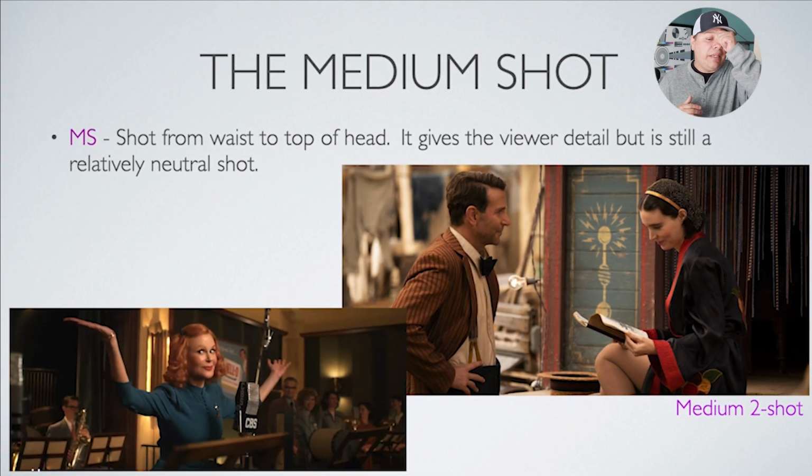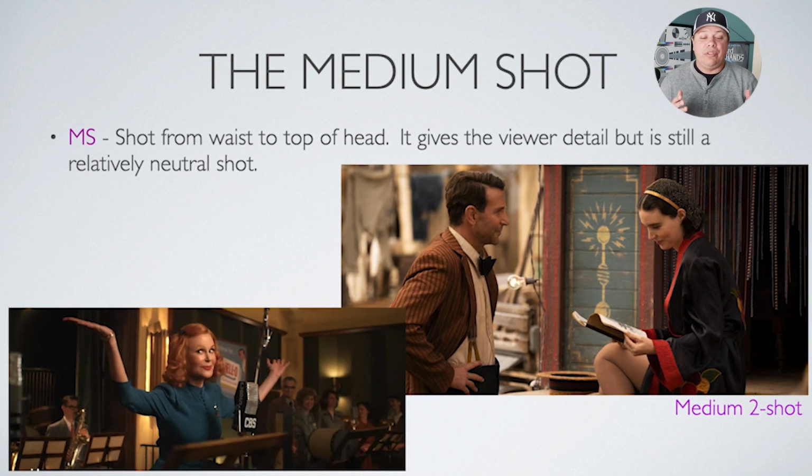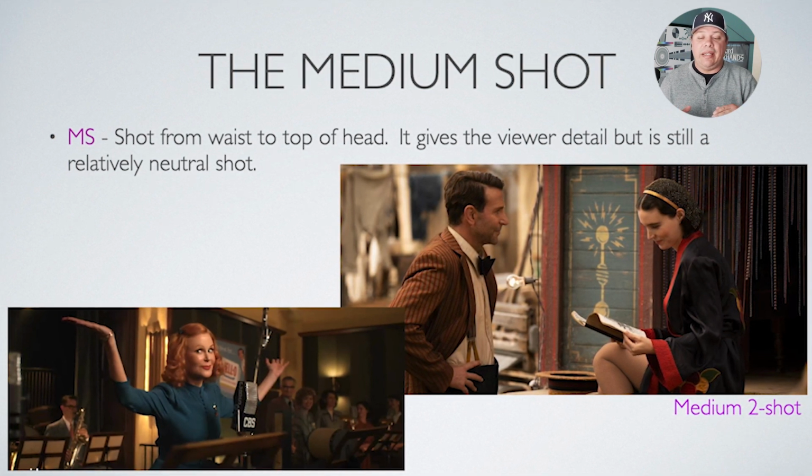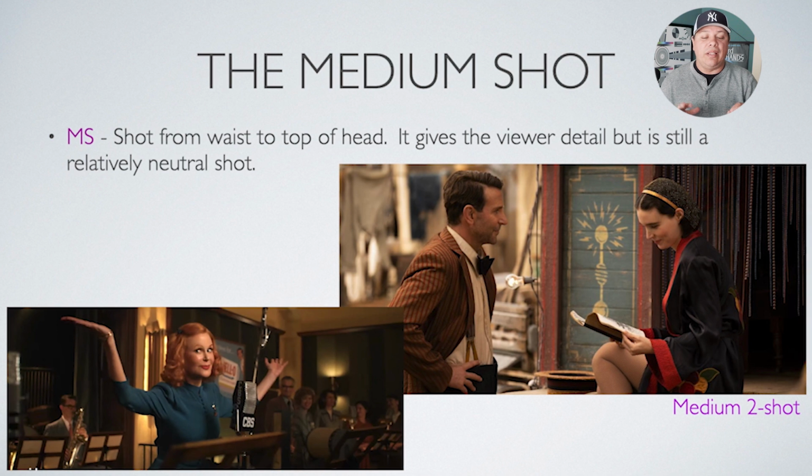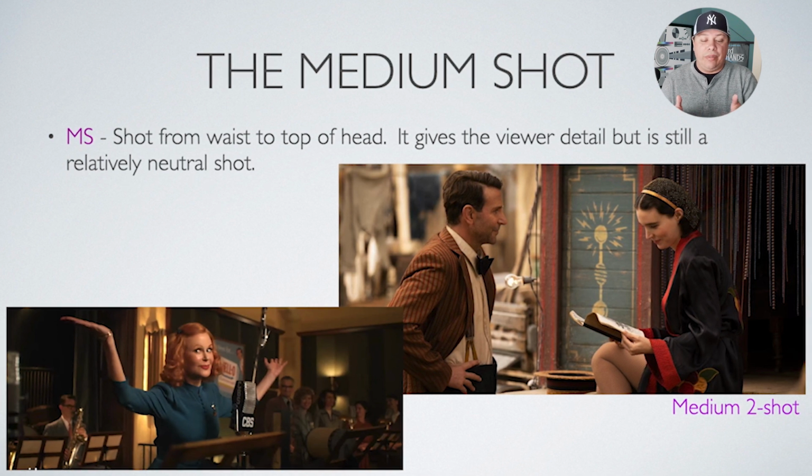Next shot up is the medium shot. The medium shot is from the waist to the top of the head. It gives the viewer detail, but it is still a relatively neutral shot. Okay, so here we got two different medium shots. We're looking at our subjects from generally the waist to the top of the head. If you were to flip back to the full shot, you would see that there is less headroom here than there is in the full shot. With the full shot, there's going to be a little bit more room above their head.